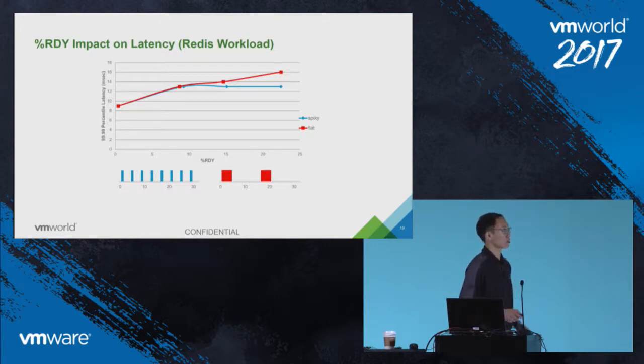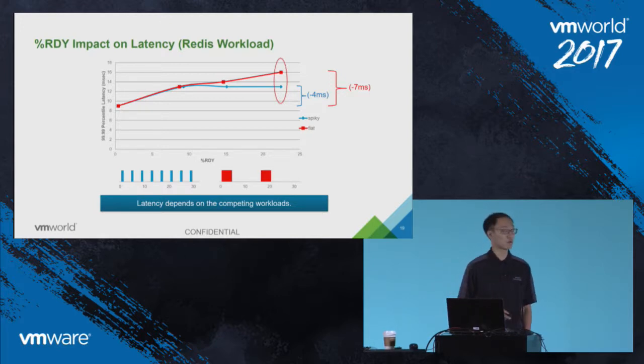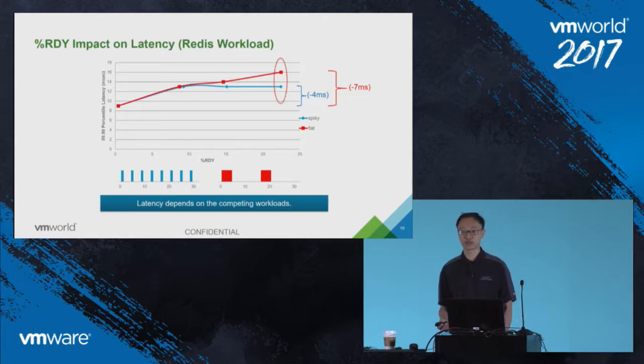In these cases, they can always trigger the same amount of ready time contention, but the impact on the y-axis, which is the tail latency, 99.99% latency, will be very different. The spiky one has less impact on latency, while the flat case has a higher impact on latency, almost 75% higher latency regression. So latency really depends on the competing workload's characteristics. If you really care about tail latency, try using latency sensitivity settings for your VMs.